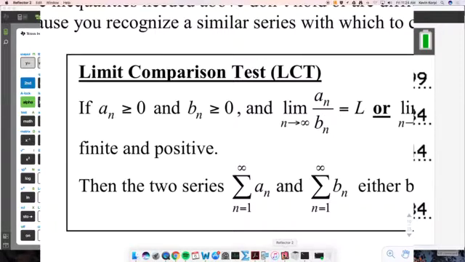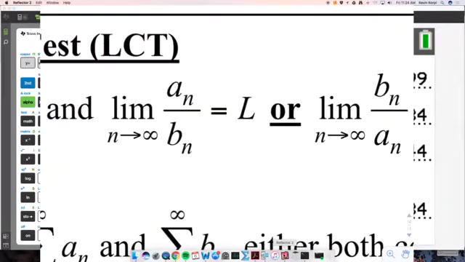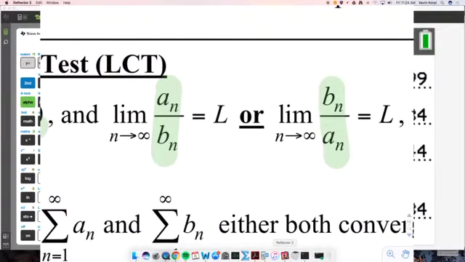Direct comparison tests work great if there's only one off from what you're comparing it to, like a plus 1 or a minus 1 in the denominator like we've been doing. Or when it fails, like we just saw, when it's one off. So here's the LCT, the limit comparison test. Again, you have two non-negative sequences. If the limit as n goes to infinity of their quotient, and you can divide them any way you want, okay? Ultimately, one of them is going to be the one that's given to you, and the other one is the one that you're bringing into the comparison.